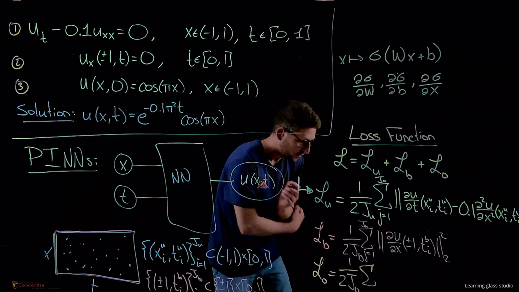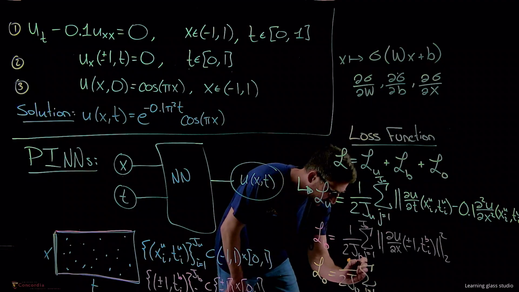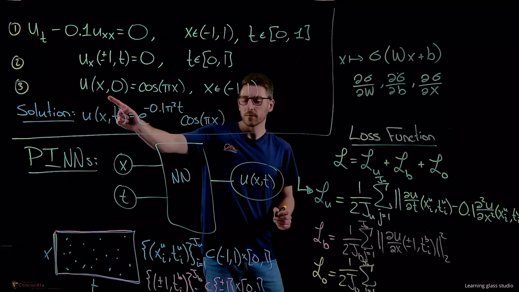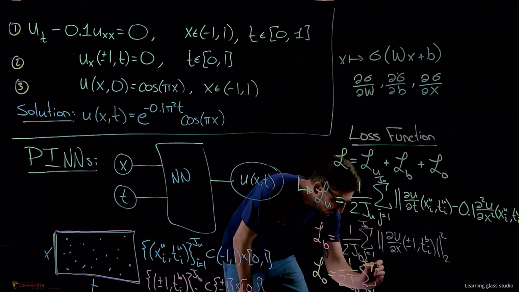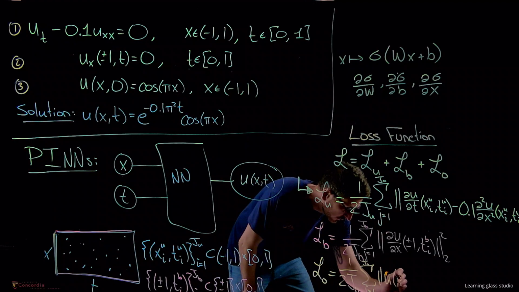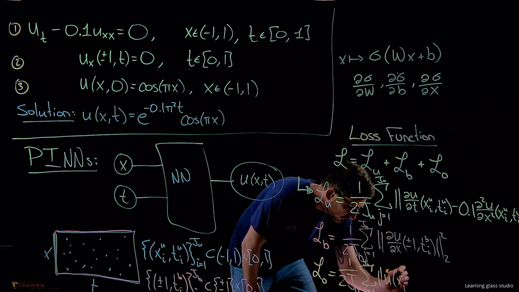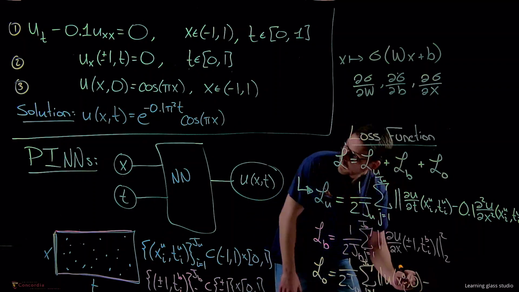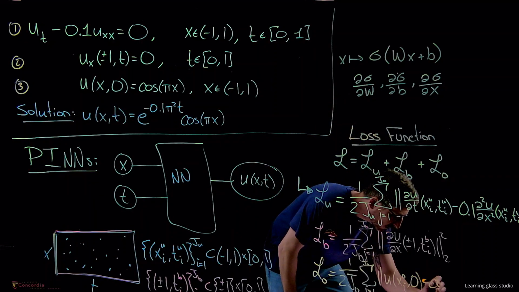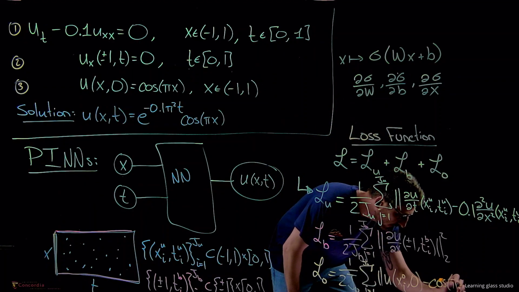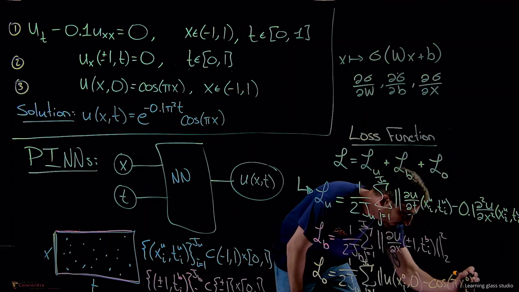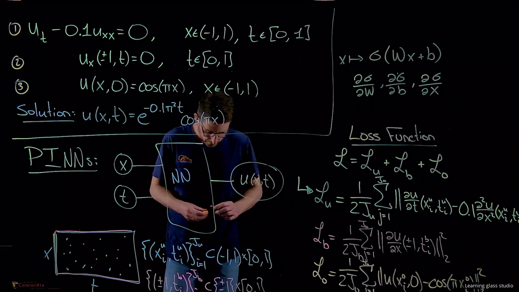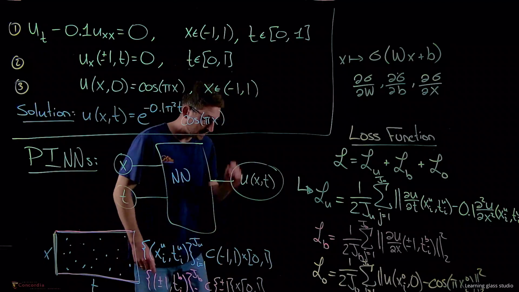But then this is going to be the sum from 1 to, let's say, j0 of... now what we want to do is satisfy this condition. So that means I want the neural network at these initial points to be equal to, what did I say, cos of pi x_i, zeros. So again, think about how clever this method is, right?